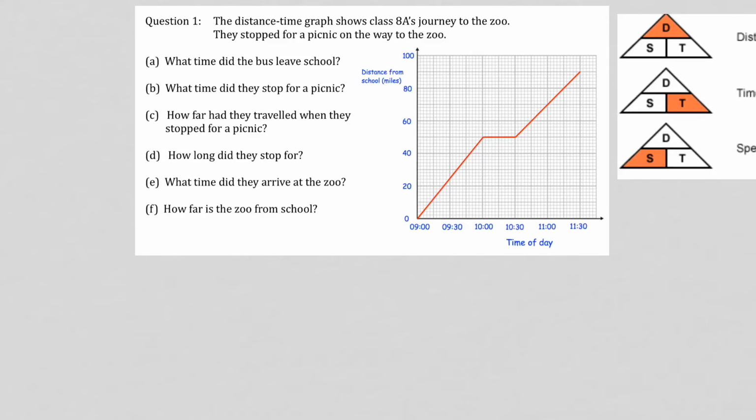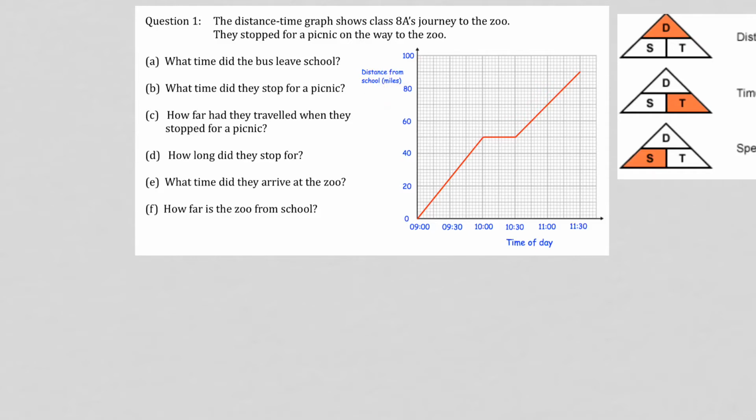This video is going to talk through question 1 and question 5 of the distance time graph worksheet that you've been given. So just to start off here, all the graphs are a similar layout. The time is on the x-axis. Here our time is in hours, starting at 9 o'clock and going up to 11:30. Distance is on the y-axis, and here our distance is in miles.